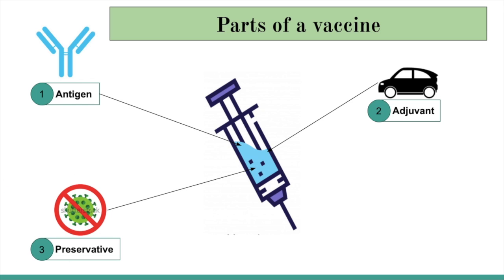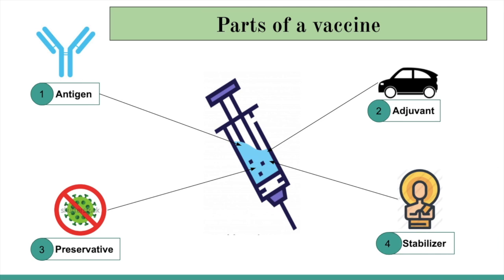The third one is the preservatives. They are used when you want to prevent fungal and/or bacterial contamination of vaccines because these products have to be sterile. The fourth one is stabilizers. These substances are used to help keep the antigen and other components of the vaccine adhering to the size of the vaccine pill.